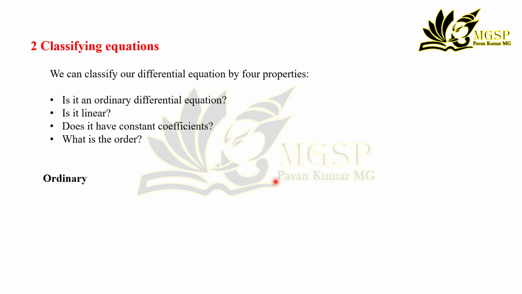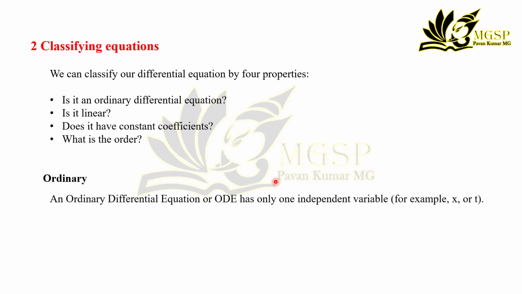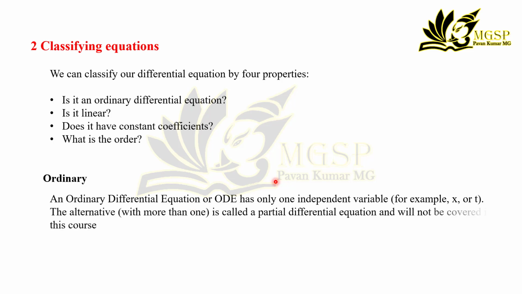What is an ordinary differential equation? An ordinary differential equation, commonly known as ODE, has only one independent variable, for example x or t. This means when you write a differential equation, you will see only one independent variable, x or t; it will not have more than one. An equation with more than one is called a partial differential equation, and I will not be discussing it in this series. After completion, in the progressive videos, I will be discussing partial differential equations too.